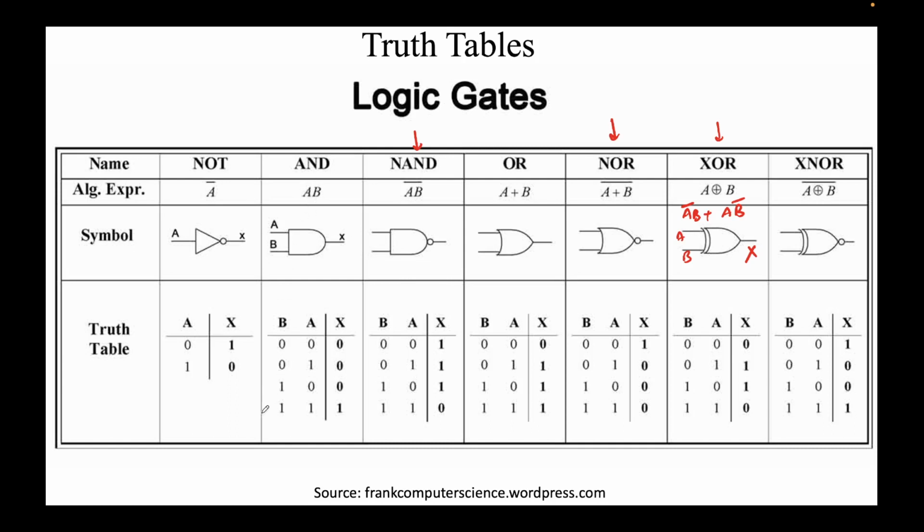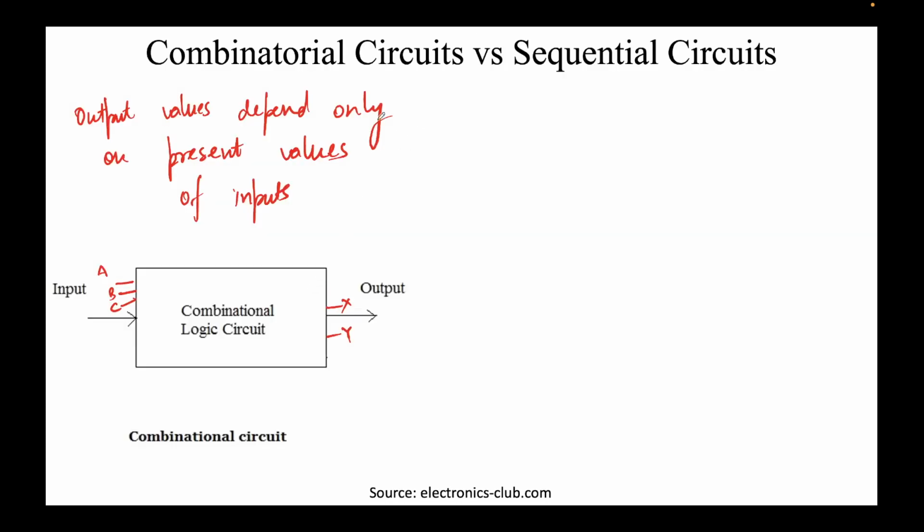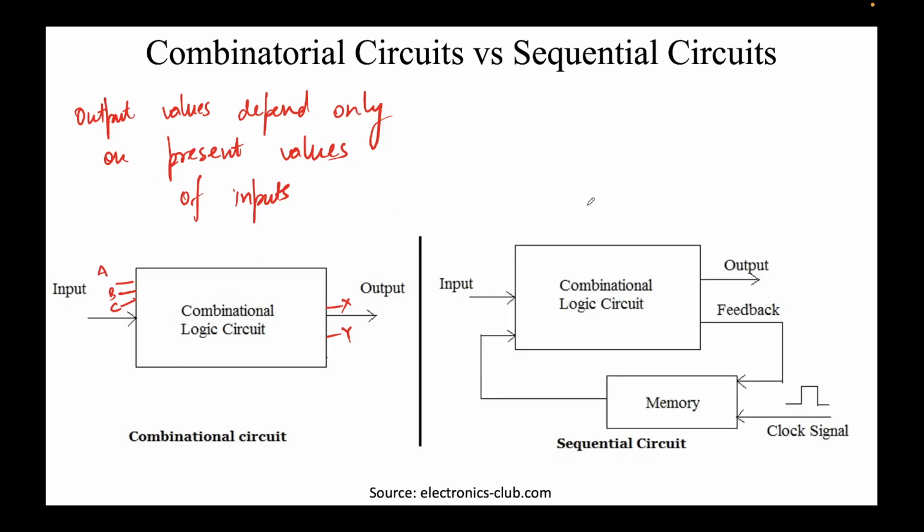Just to illustrate what I mean by that, consider this AND gate. If A and B are both 1, the output is 1. If, due to whatever reasons, B remains 1 but A becomes 0, so this is case 1 and this is case 2, then the output will become 0. Why? Because the present values are 1 and 0. It has no information about the past, it only looks at the present values. If the output is dependent only on the present values, that's a combinatorial circuit. Output values depend only on the present values of inputs.